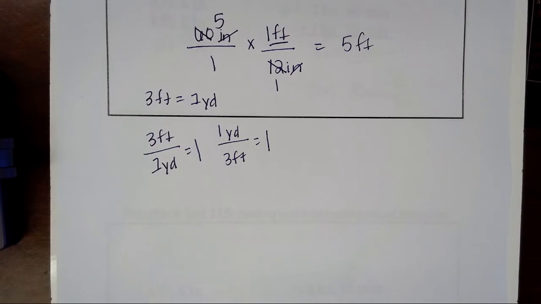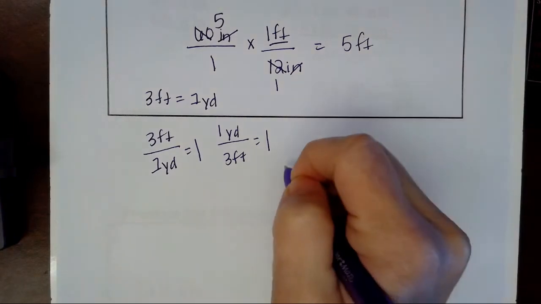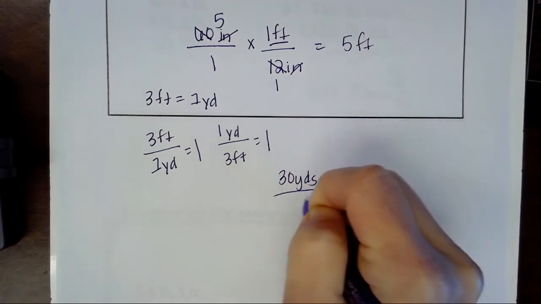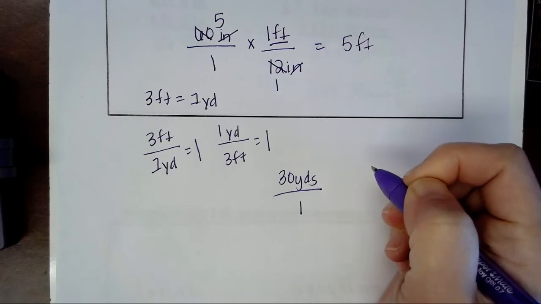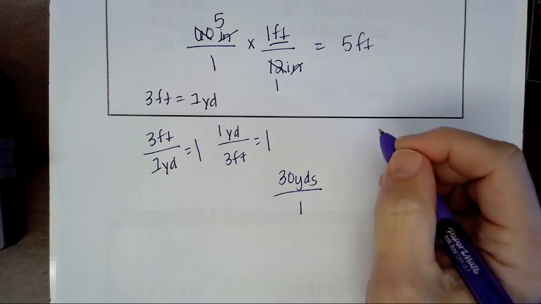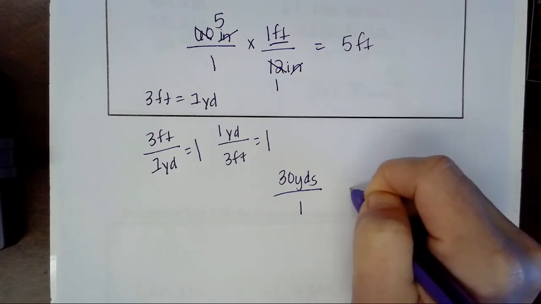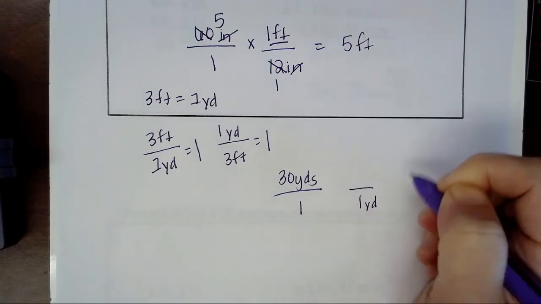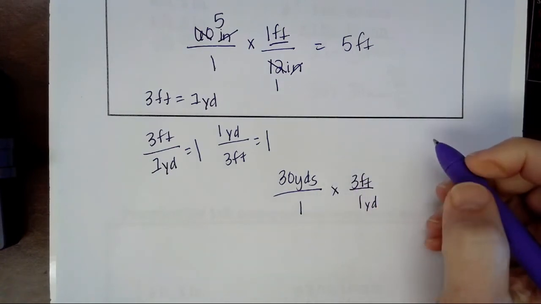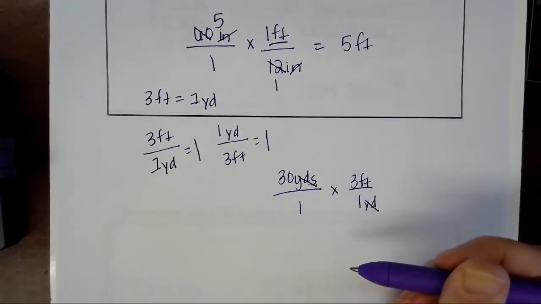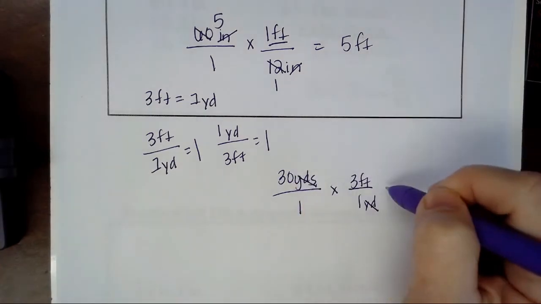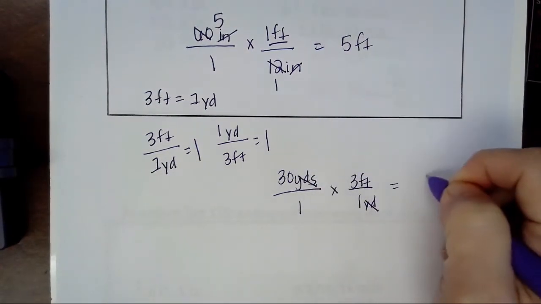So to convert 30 yards to feet, we use the unit multiplier that has the 1 yard as the denominator and the 3 feet at the top. So we're going to cross cancel our yards. And now we're just going to say 30 times 3 equals 90 feet.